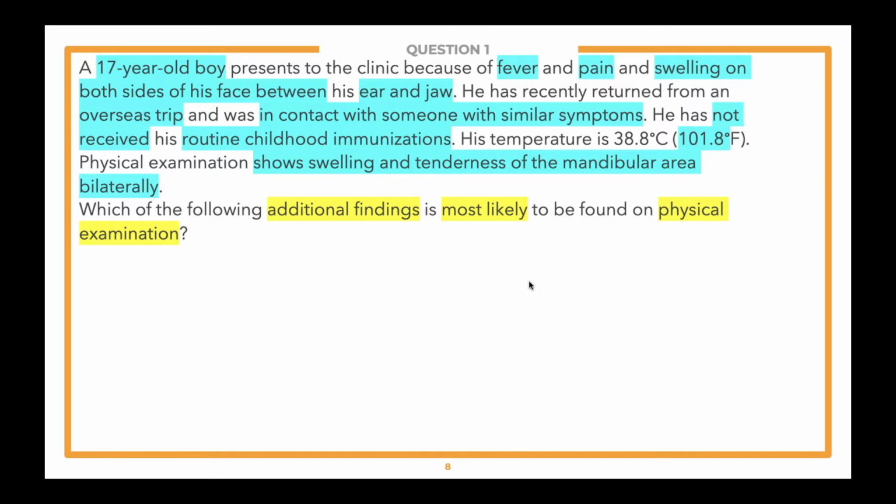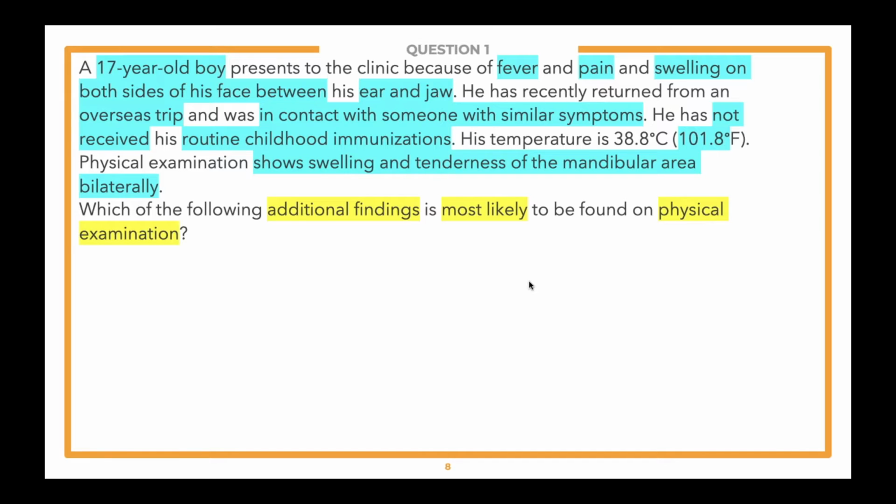And then they usually tell you, why are they coming to the hospital? Why are they at the ER? And in this case, they're coming in because of fever and pain and facial swelling, okay? A lot of times, they'll then also tell you how long it's been going on for, a few days, a few months, so you can get a sense to the chronicity of the problem as well.